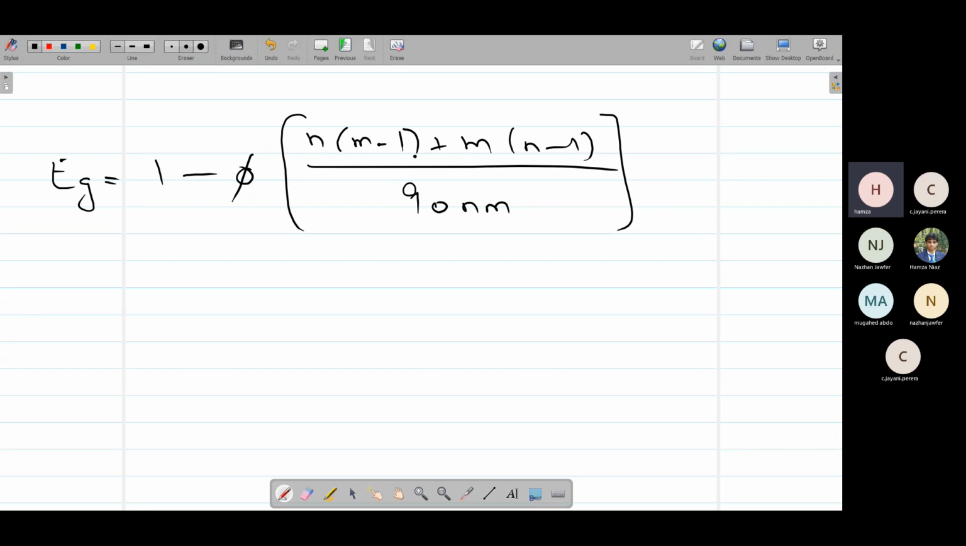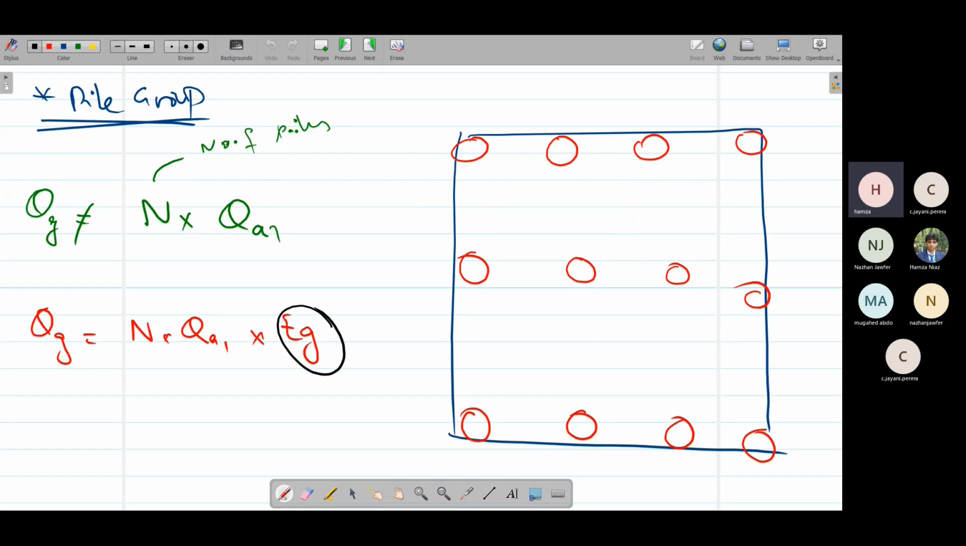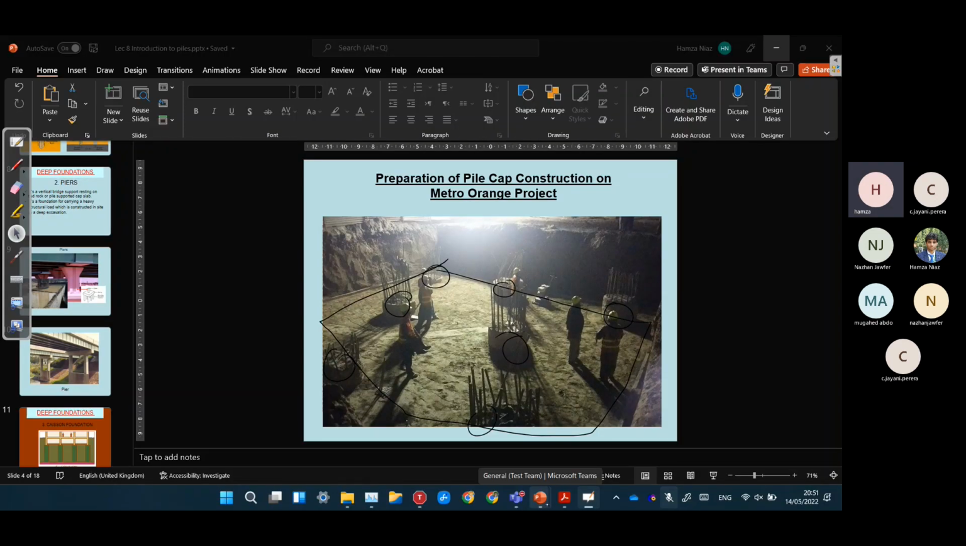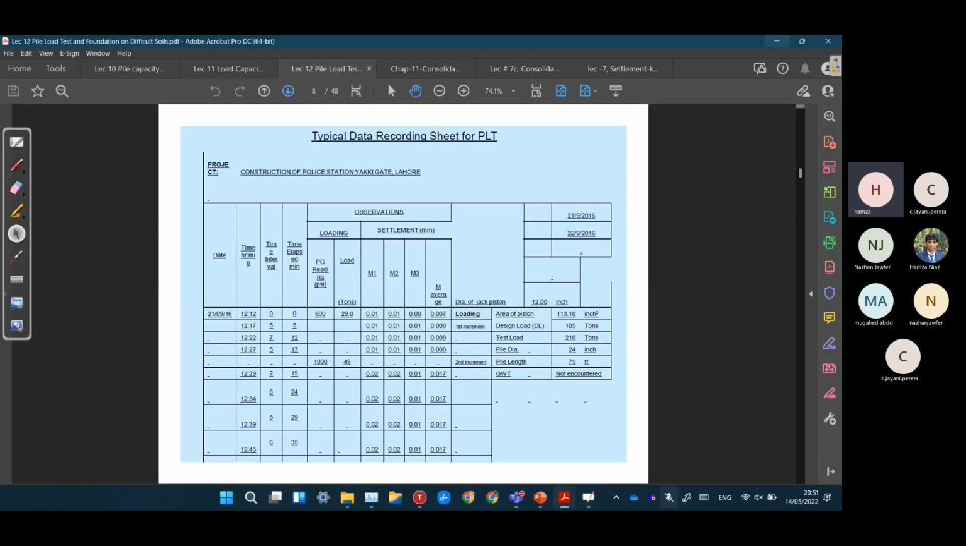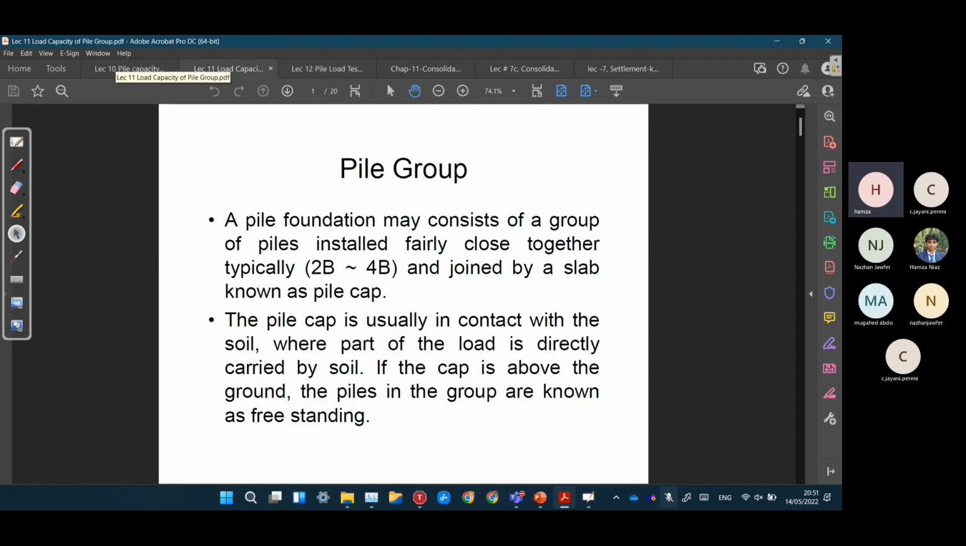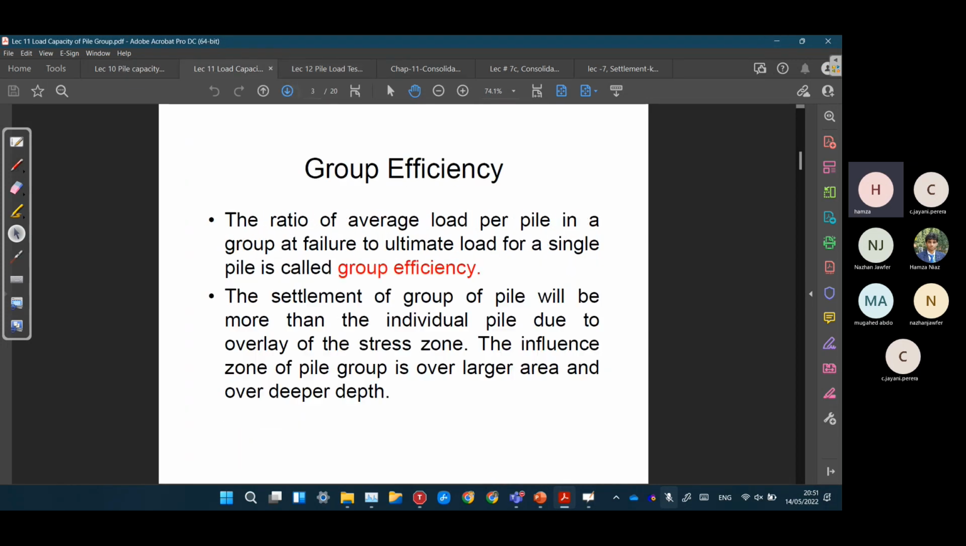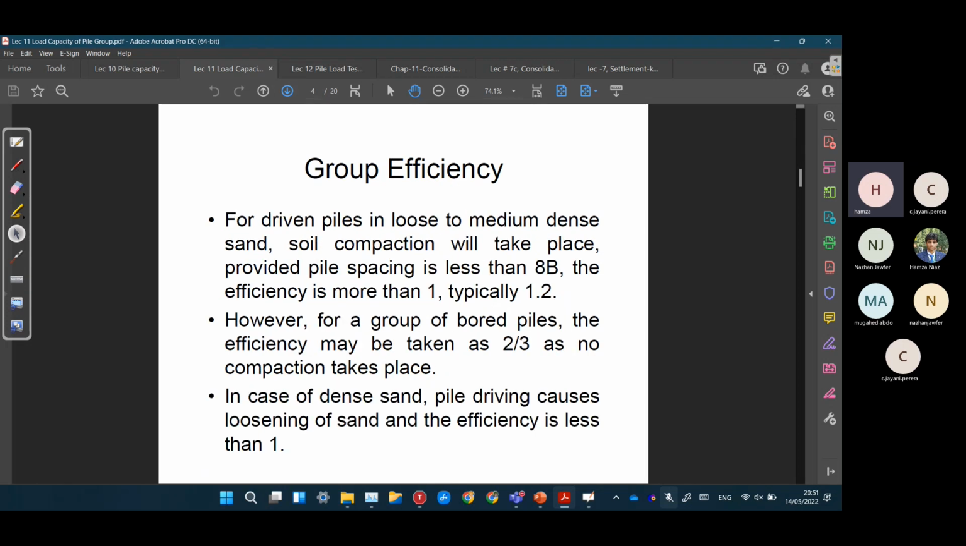Remember, if the spacing is less than or equal to 0.8 times the pile diameter, we are going to use this formula. Otherwise, if the spacing is more than this, we are simply going to assume, if the provided spacing is less than Lb.